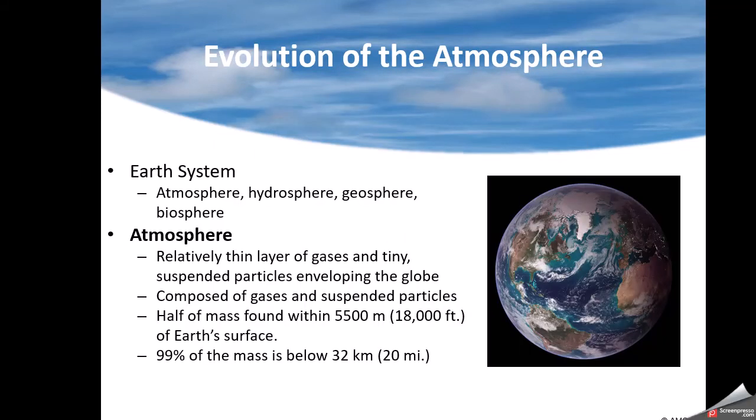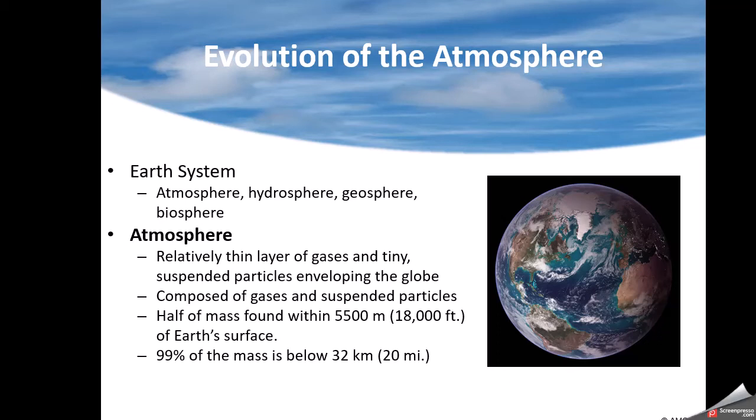Now, if you look at the Earth system as a whole, it has an atmosphere, which is what we're going to spend our time talking about, the hydrosphere, which is all the water, the geosphere, which is basically the ground, and the biosphere, which is plant life, human life. And the atmosphere is really relatively small. Half of it is contained within 18,000 feet, or a little over 3 miles up.